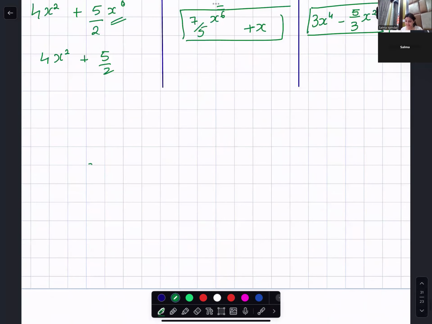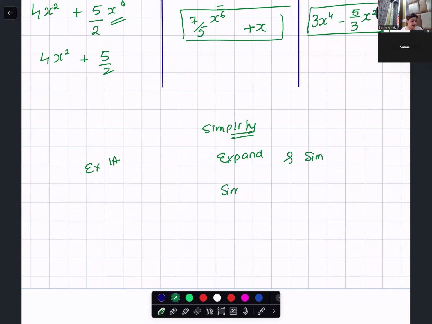With this, we complete exercise 1A of algebraic expression, which includes simplifying the expressions. So we know how to simplify the expressions. We know how to expand the expressions and then simplify. And we also know how to simplify fractions. So this completes 1A, which is the basics that you need to know of indices while solving further questions.